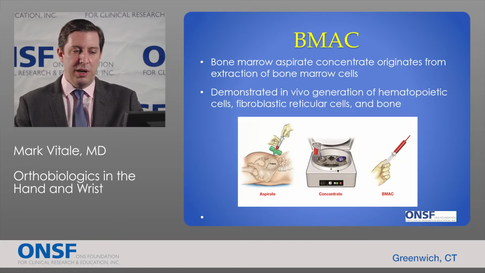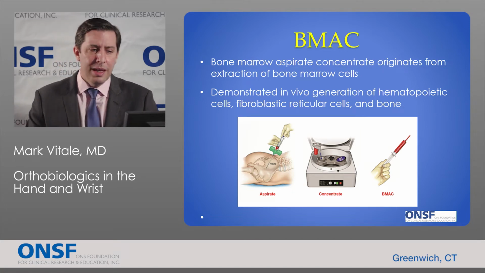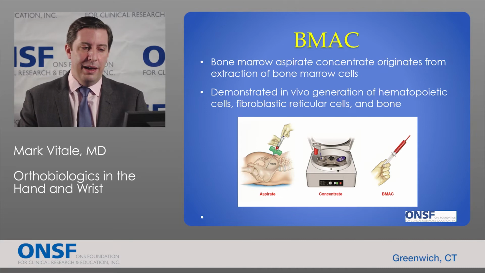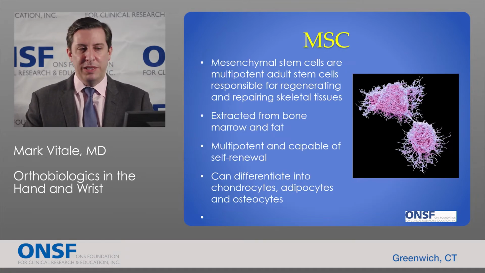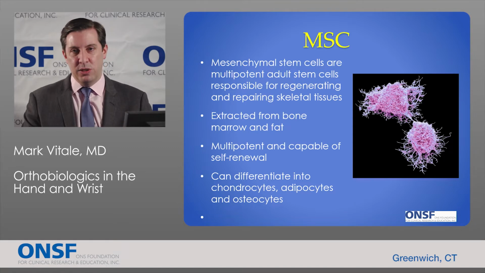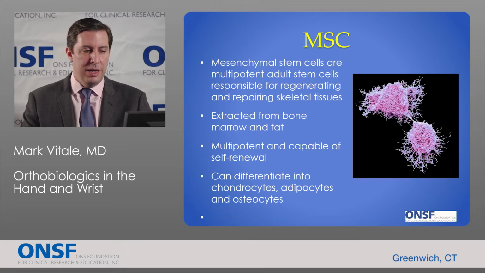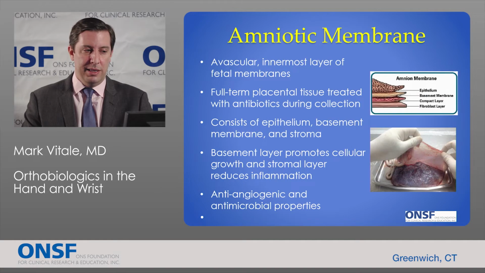Bone marrow aspirate concentrate, or BMAC, originates from the extraction of bone marrow cells, frequently from the iliac crest of the hip. And there is evidence in vivo that there is generation of hematopoietic cells, fibroblastic reticular cells, and bone. Mesenchymal stem cells are multipotent adult stem cells, meaning cells that can turn into any other types of cells, and they're responsible for regenerating and repairing skeletal tissue. They can be extracted from bone marrow or fat. They're capable of self-renewal, and they can turn into many different types of cells, including chondrocytes, adipocytes, and osteocytes.